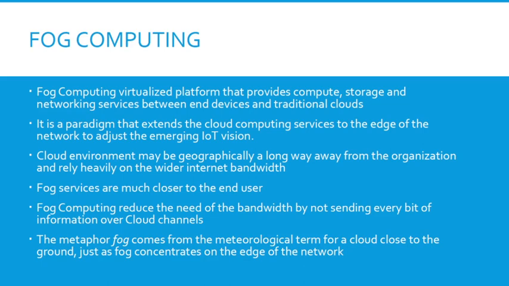What the cloud will do is sync all the data that is generated. But fog computing will filter all the data, and it will provide the required data to the end system. So somehow it does the data filtering work too. Fog computing reduces the need for bandwidth by not sending every bit of information over the cloud channels. The metaphor fog comes from the meteorological term for a cloud close to the ground, just as fog concentrates on the edge of the network. So it will work like that.